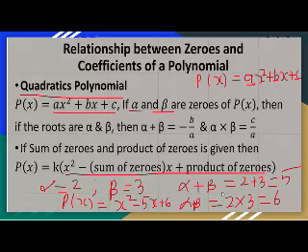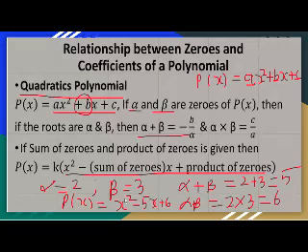Suppose they have given you the polynomial, and they are asking you to find the sum of the roots and the relationship between these. How can you verify the relationship? What is the formula for the sum of the roots? Here they have given very clearly alpha plus beta is minus b by a. What is b? The coefficient of x. And what is a? The coefficient of x squared. So the sum of the roots is minus b by a.